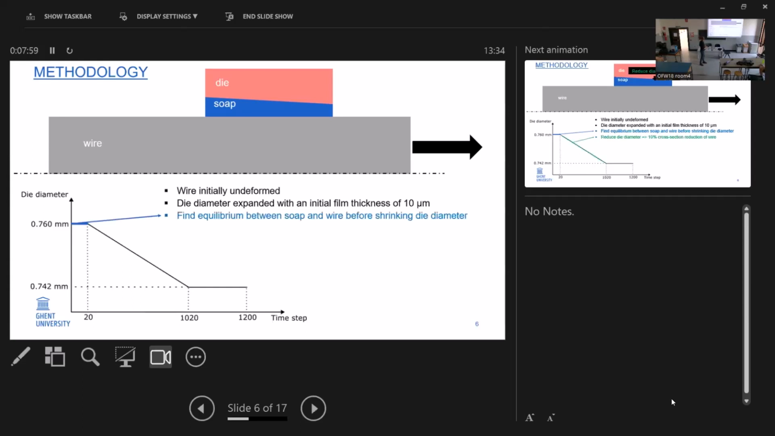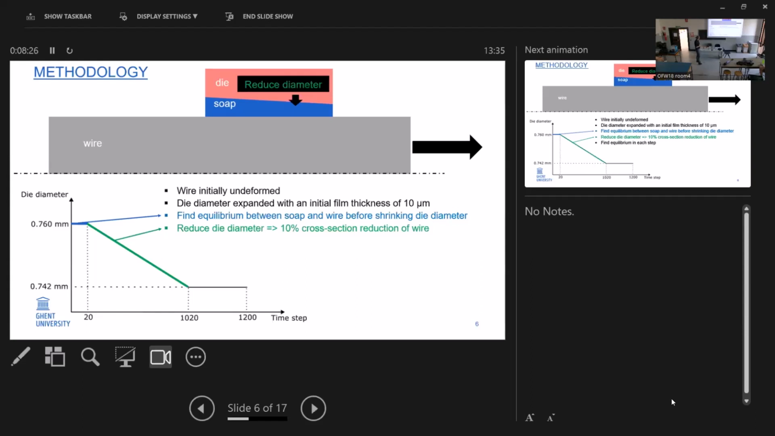So we start the simulation, and in the beginning the wire just goes under the die, and we try to find the equilibrium between soap and wire before we start to shrink the die. That's due to the fact that we need numerical stability. Then after 20 time steps, as you can see here, we start to reduce the die diameter in order to achieve that 10% cross-section reduction of the wire.